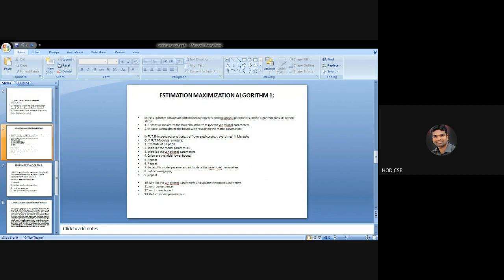For example, estimation of the GP prior, initialization of the model parameters, initialization of the variational parameters, and calculation of the initial lower bound. Then it is repeated until we get the exact violation occurring. So it will be monitored, and such steps are performed regularly. This is the expectation maximization algorithm.